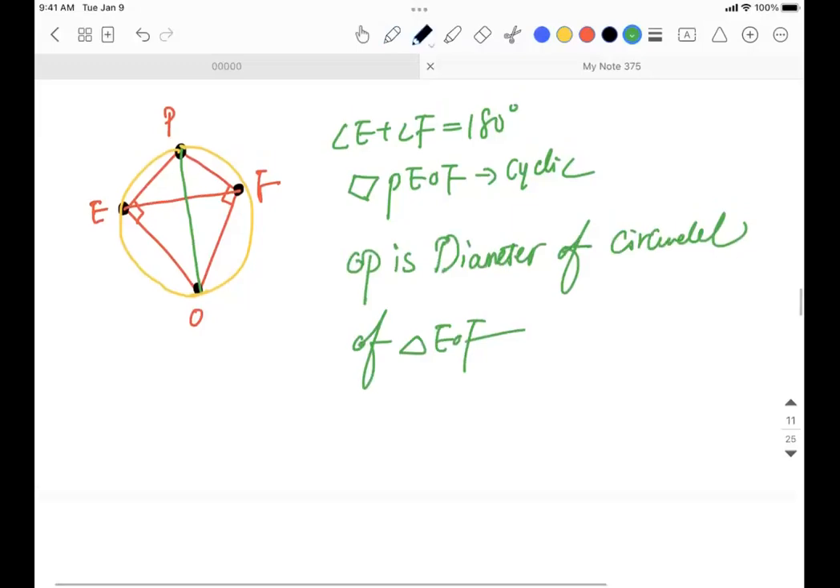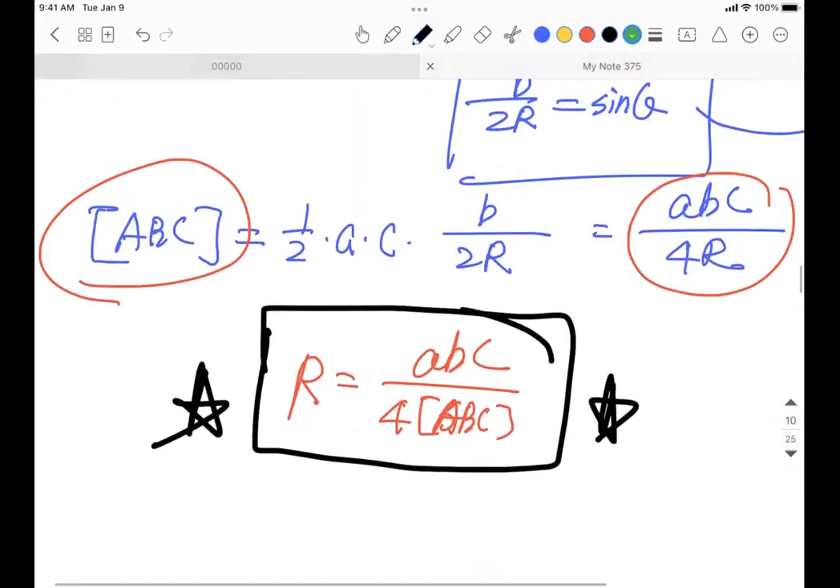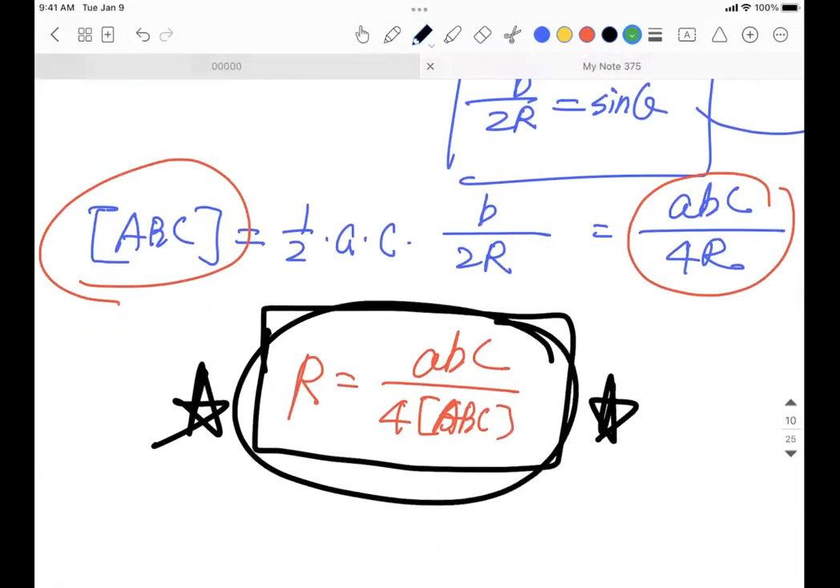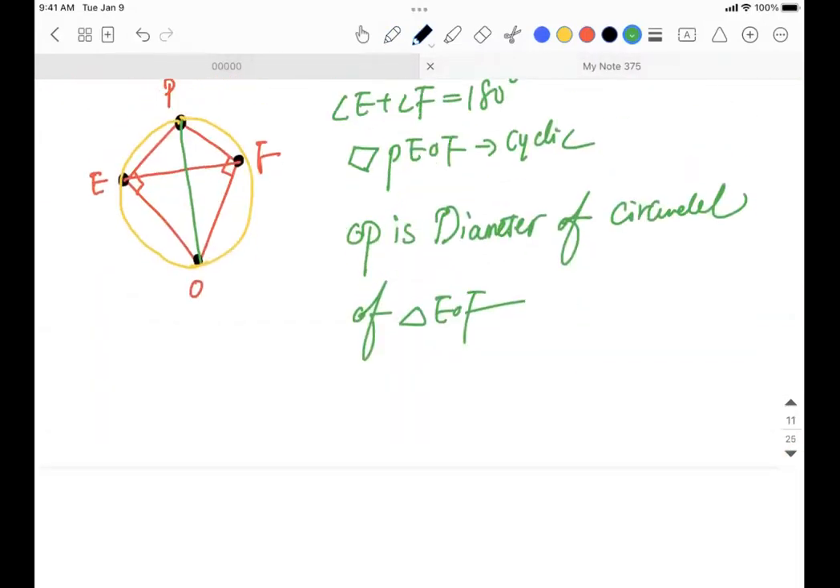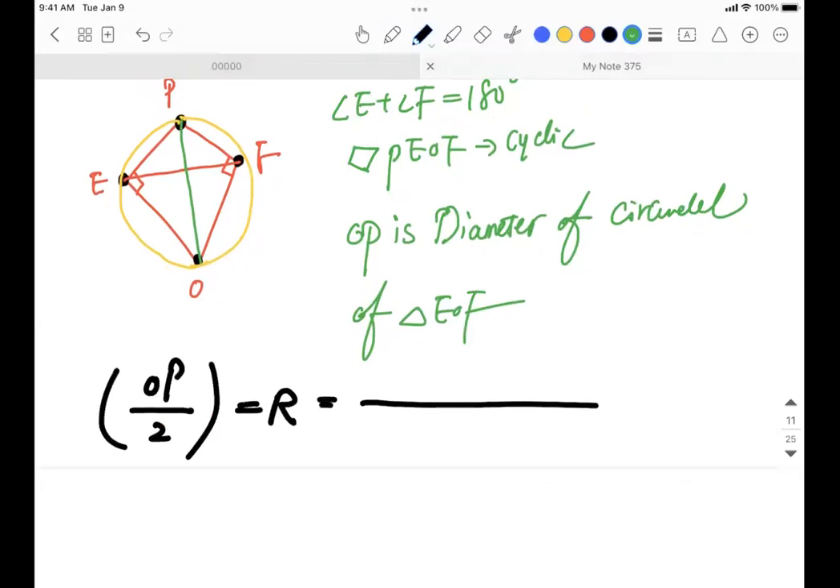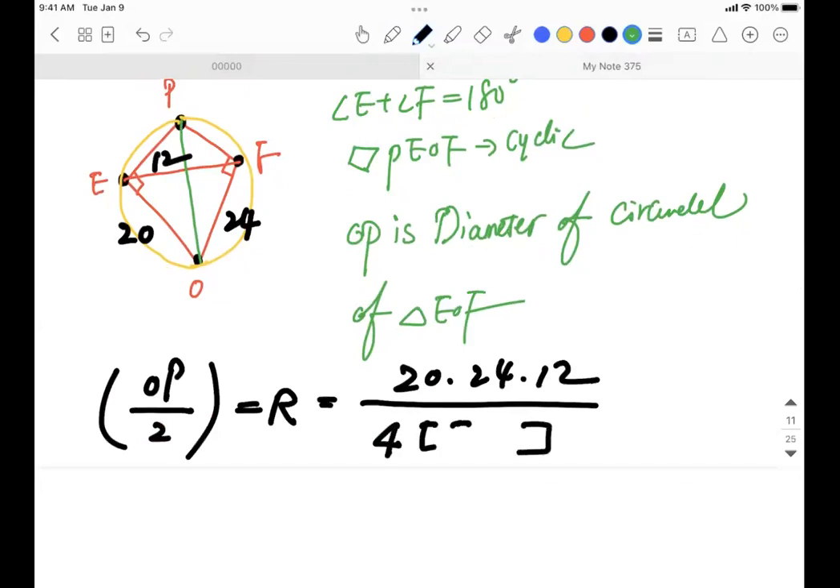Because we just talked about what? R will be equal to ABC over 4 times the area of triangle ABC. So within this triangle, R will be what? OP divided by 2, right? OP is the diameter, so OP divided by 2 will be R. It will equal ABC. ABC, we already know the 3 sides, right? This is 20, this is 24, this is 12. 20, 24, 12. Then 4 times the area of my triangle EOF.